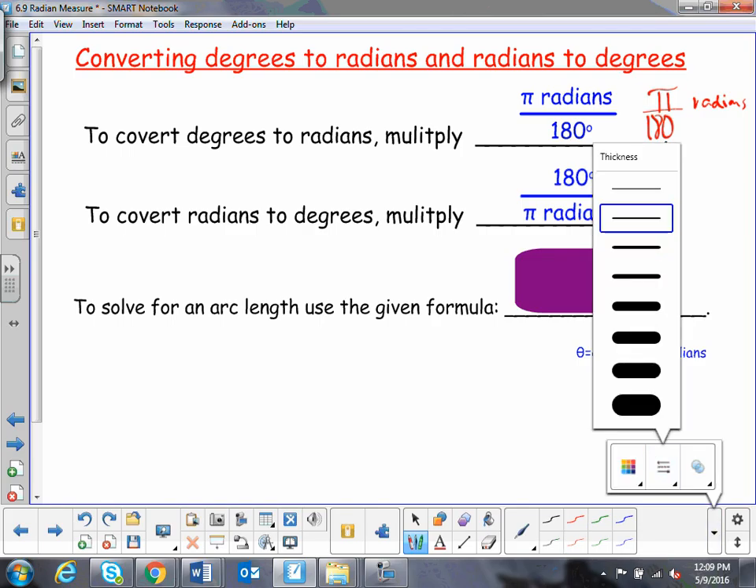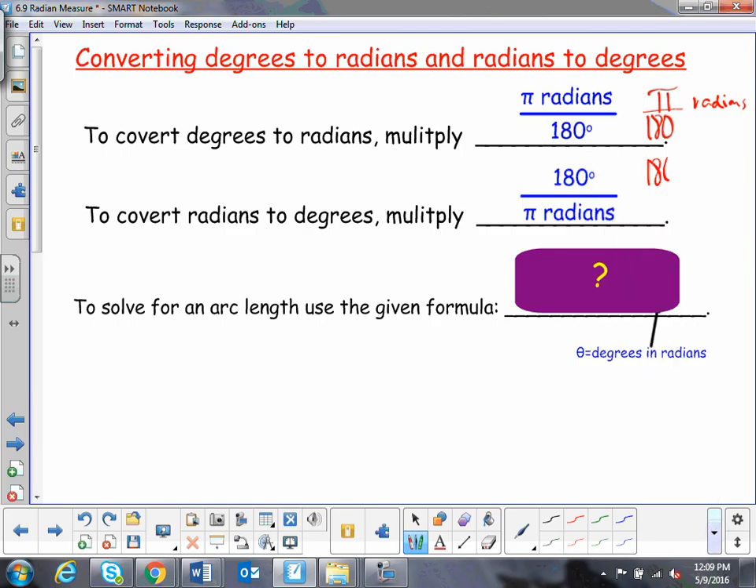And again, if you want to write it like this, and then think of the radians at the bottom, those are going to end up canceling out. Okay? We're going to do a couple of examples so you can see how it cancels out.